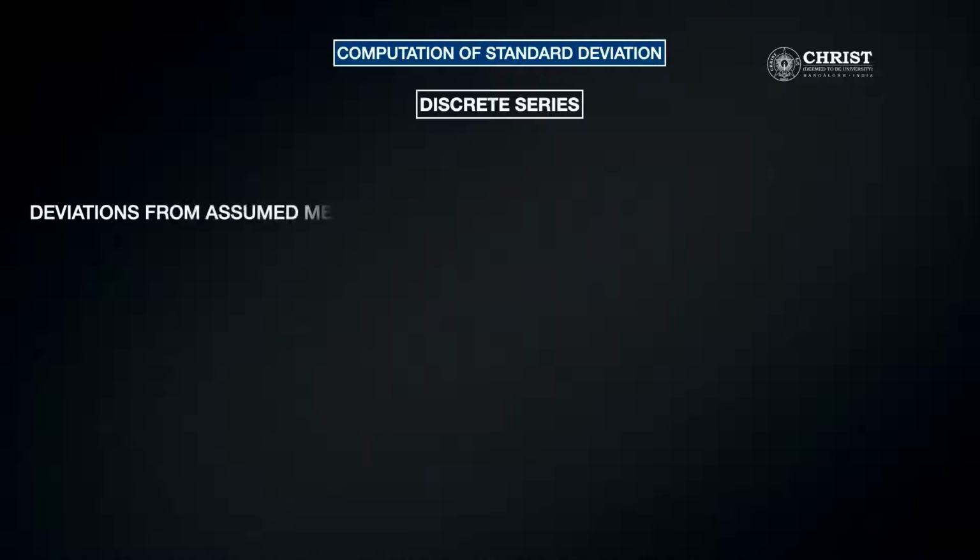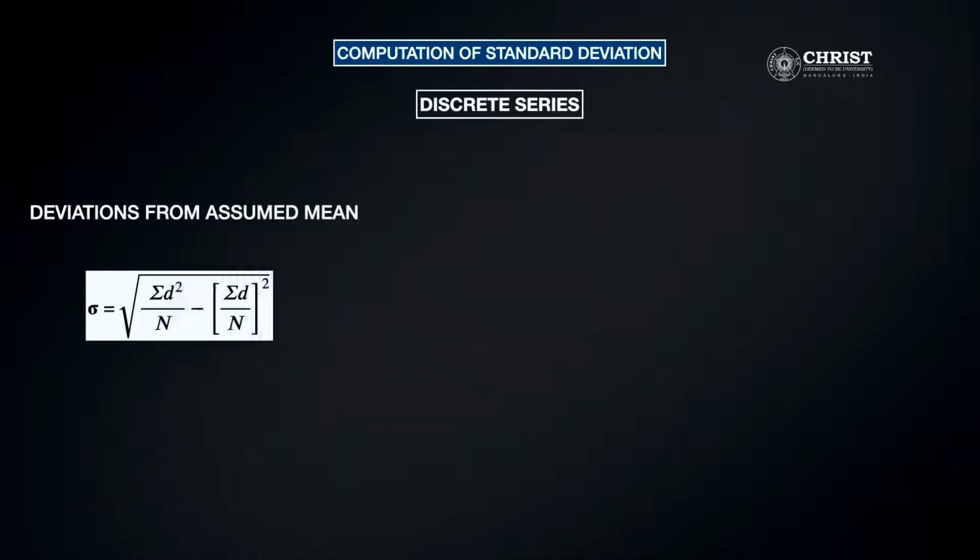Now we have to take the assumed mean method, because if the actual mean is a fraction, as in the previous problem where we got 19.75, the computation was difficult. Now we can take an assumed mean. So d is equal to x minus a, where a is the assumed mean and n is the total frequency. The equation will change: the square root of sigma d squared by n minus sigma d by n whole squared.